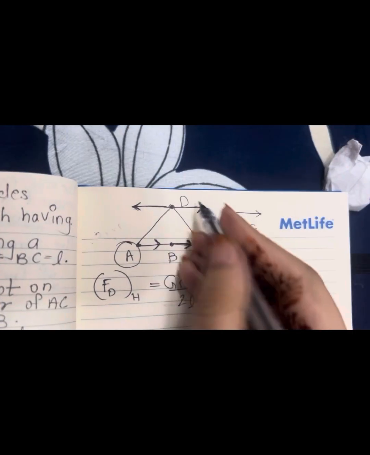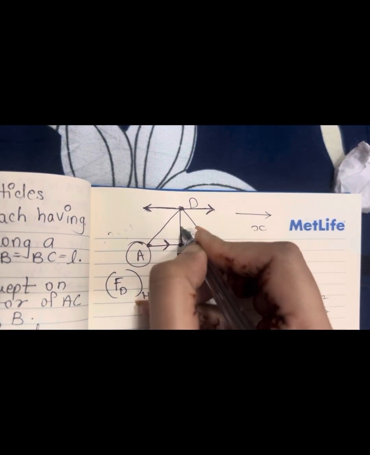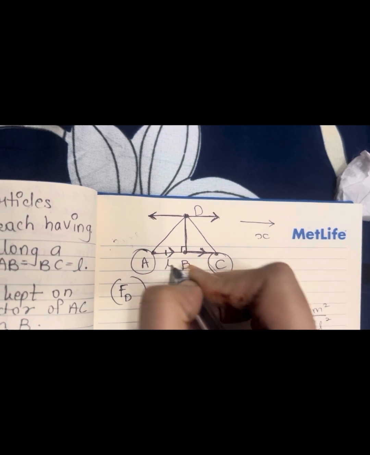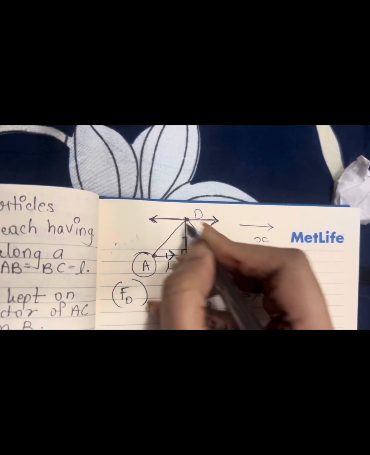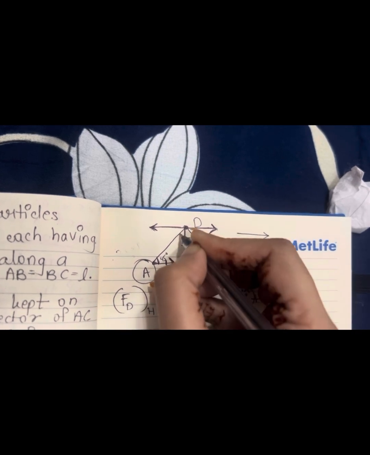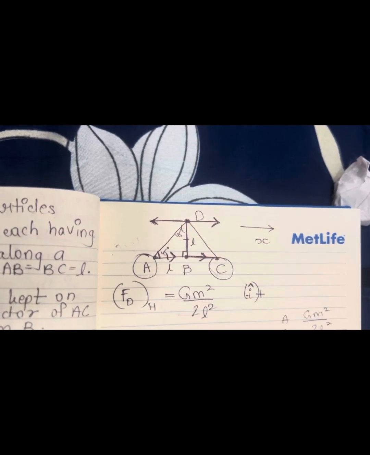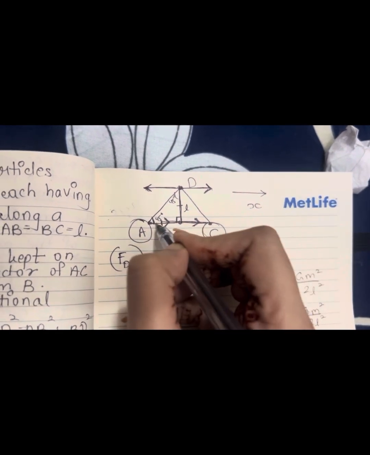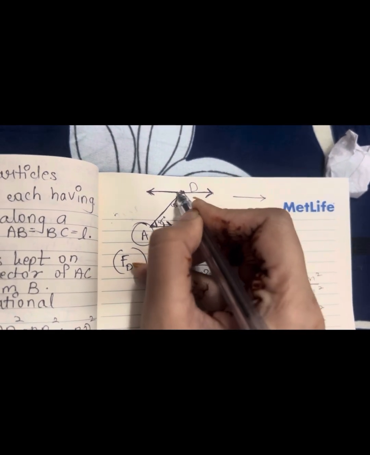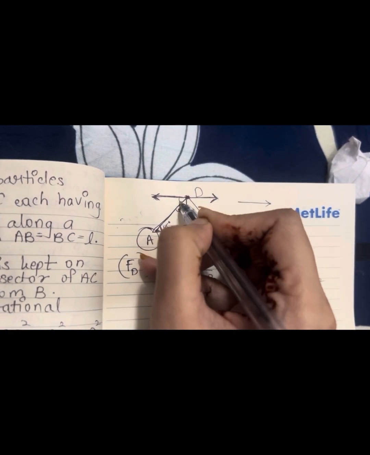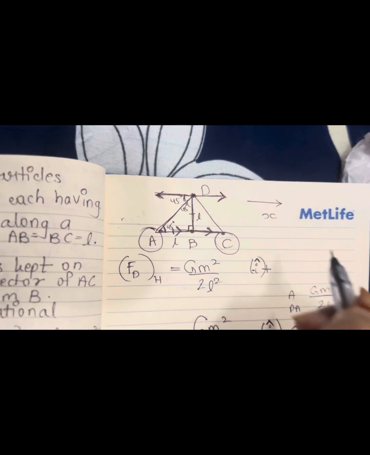Now next thing, this is 90, this side is L, this side is L, so this makes the triangle an isosceles triangle. For an isosceles triangle, this is a 45, 45, 90 triangle. Now here if you notice, this is making an alternate angle, so even this is 45 degrees.